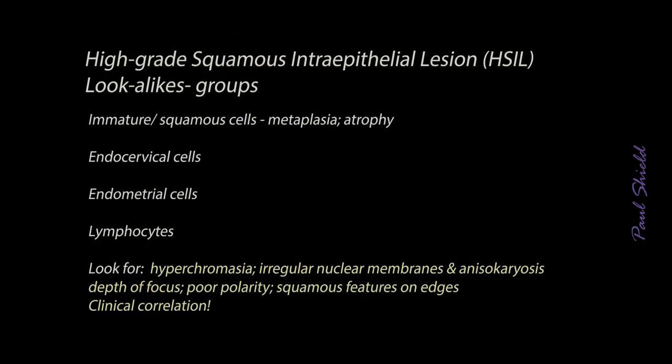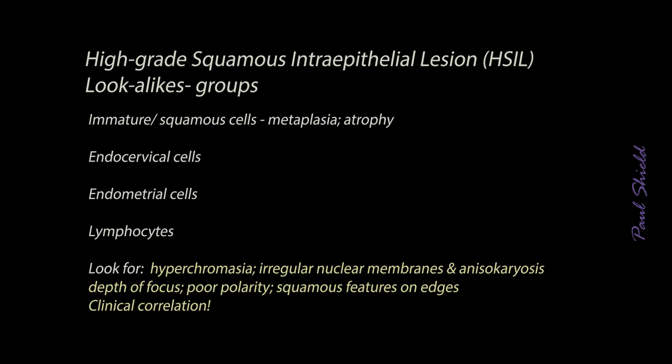So in summary, high-grade HSIL can be mimicked by other cells that form groups of cells, and that includes immature squamous cells, obviously squamous metaplasia, atrophy where you have large sheets sometimes of parabasal cells. Endocervical cells can be tricky, particularly when they're reactive and they've got a bit of nuclear enlargement and variation and hyperchromasia. Endometrial cells can be tricky because they normally form three-dimensional groups that are fairly disorganized. And lymphocytes sometimes can clump together and look like crowded hyperchromatic groups.